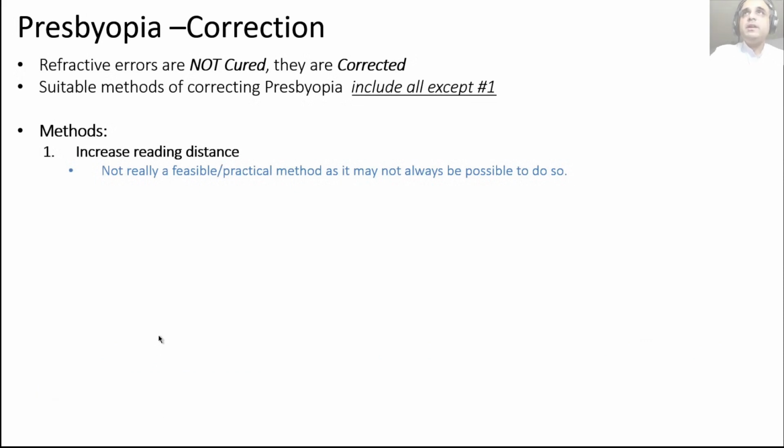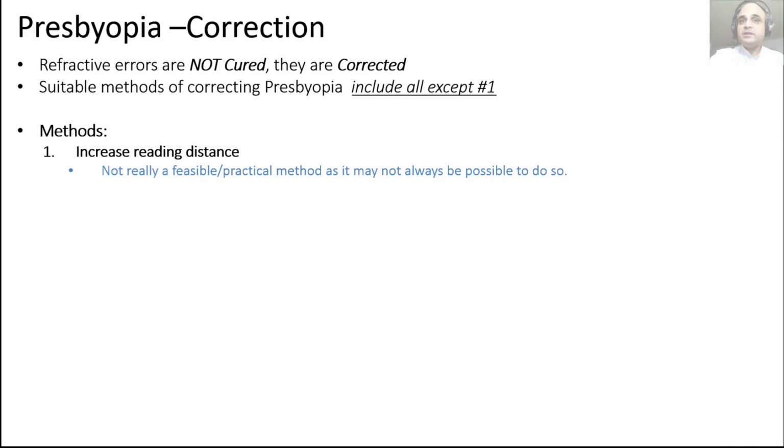So how do we correct it? The first thing to remember is refractive errors can be corrected, they cannot be cured. Whatever accommodative amplitude has been lost is lost, so we are just going to correct whatever has been lost. All of the methods that I'm going to list are suitable to correct presbyopia except one. I am only putting this method one because this is a way in which many of these individuals initially correct their own error. And that is just increase the distance at which the near object is. How that works, I'll just tell you in a bit.